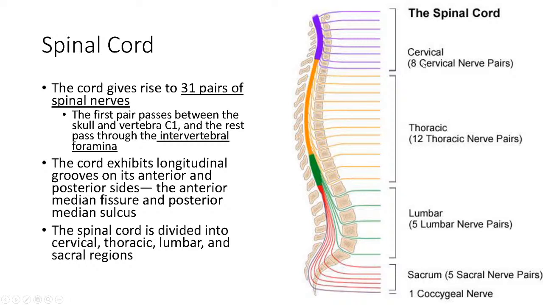All right. Now in the thoracic region, the number's the same. There were 12 thoracic vertebrae. There are 12 thoracic nerve pairs. And in the lumbar region, there were 5 lumbar vertebrae. There are 5 lumbar nerve pairs. In the sacral region, there are 5 sacral nerve pairs, 5 sacral vertebrae. Here's another exception. There were 4 coccygeal vertebrae, but there's only 1 coccygeal nerve pair.